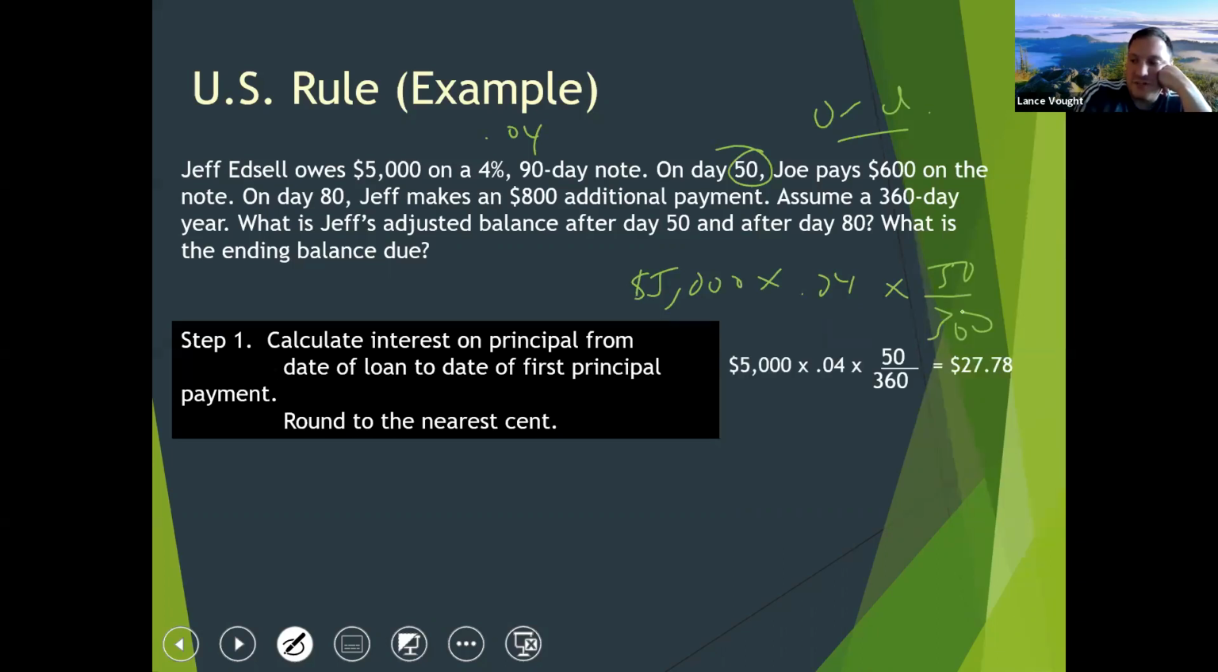And that gives you $27.78, which means that the first $27.78 is going to go towards interest, and then the remaining $572.22 is going to go to the principal. So we subtract $572.22 and we're left with $4,427.78.